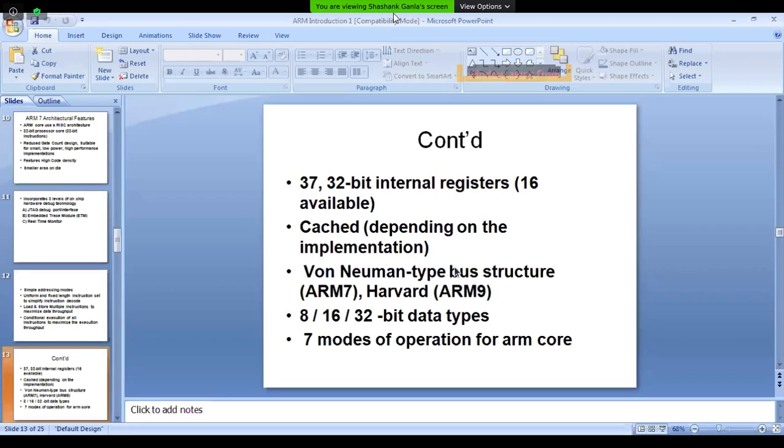Next, the ARM architecture is not a single core, but it refers to a family of cores. So there is ARM1, ARM2, ARM3, ARM4, ARM5, ARM6, ARM7, ARM8, ARM9, ARM10, ARM11, the ARM Cortex-A series, the ARM Cortex-R series, and the ARM Cortex-M series.